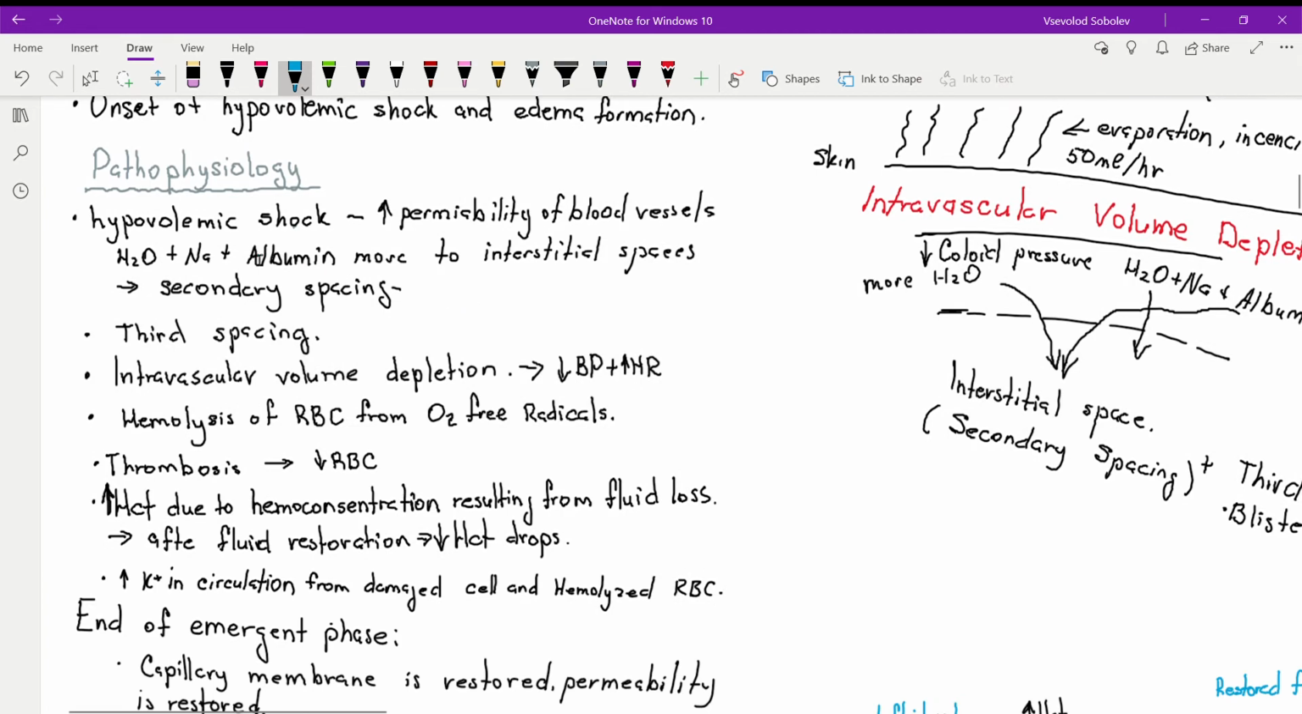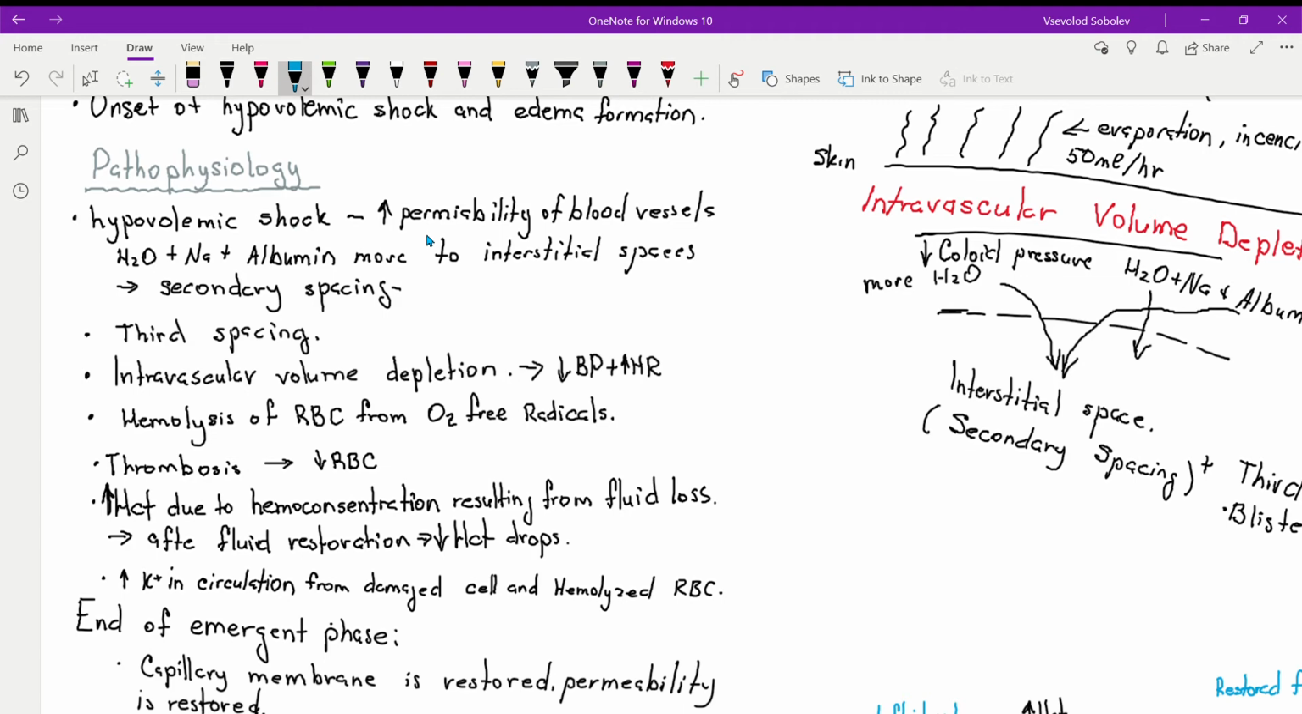So hypovolemic shock: increased permeability of the blood vessels. Water, sodium, and albumin move to the interstitial spaces, and that's second spacing. And then third spacing is when the fluid moves because of the albumin. Intravascular volume depletion leads to decreased blood pressure and increased heart rate.